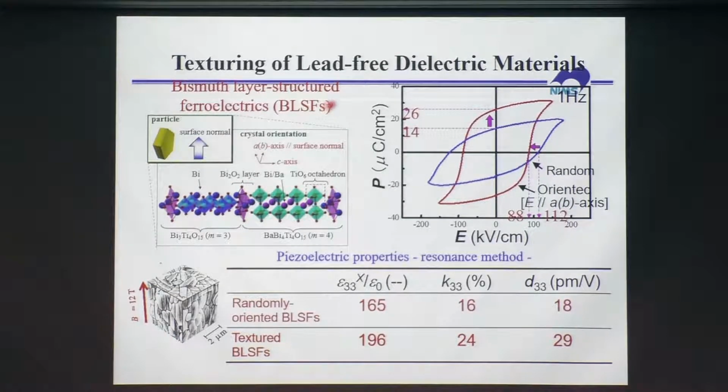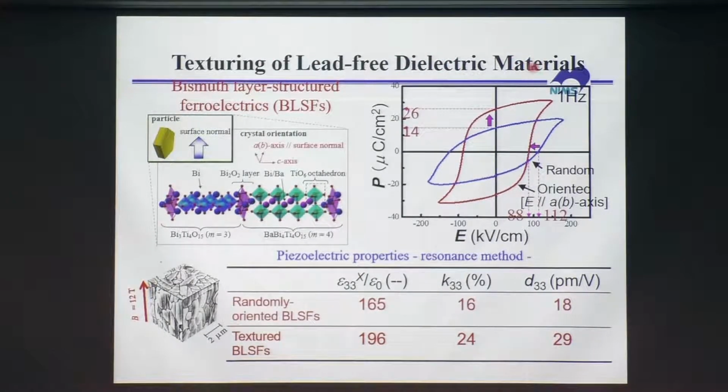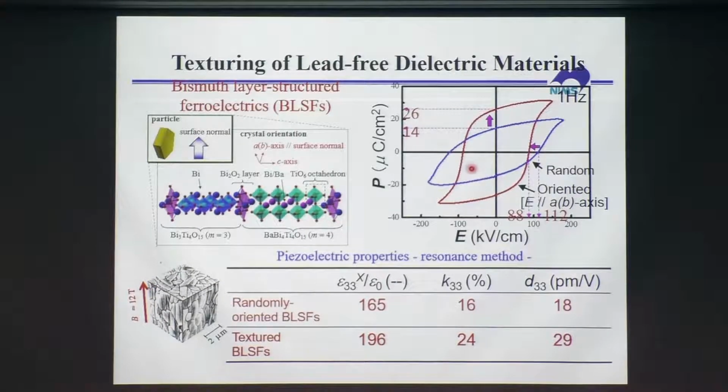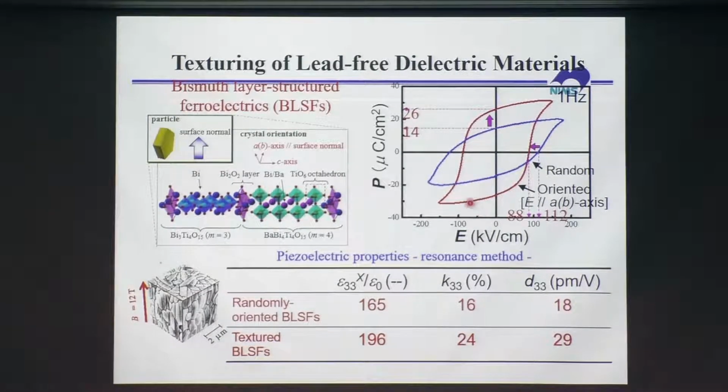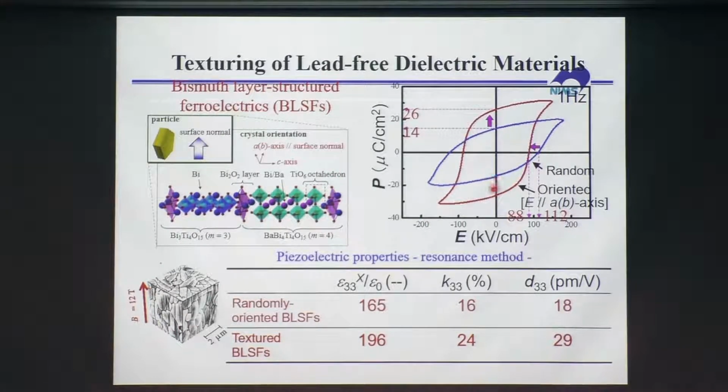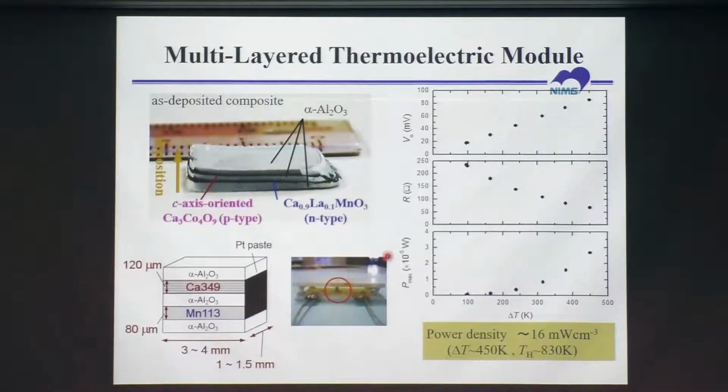For example, this is an example of a lead-free dielectric material. This is one of the candidates to replace PZT, a non-lead PZT. But this still shows lower dielectric property. But when a magnetic field is applied during the consolidation, we could demonstrate that the dielectric property could be improved like this. Or this is the case.